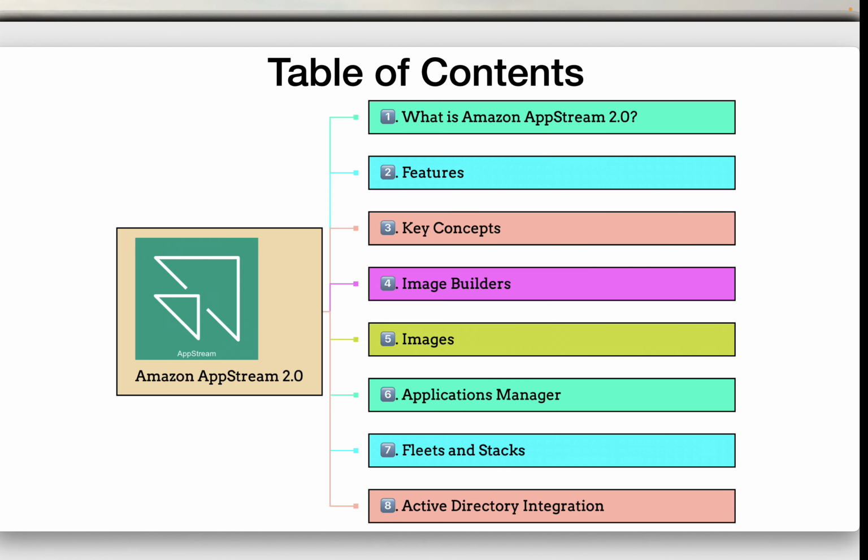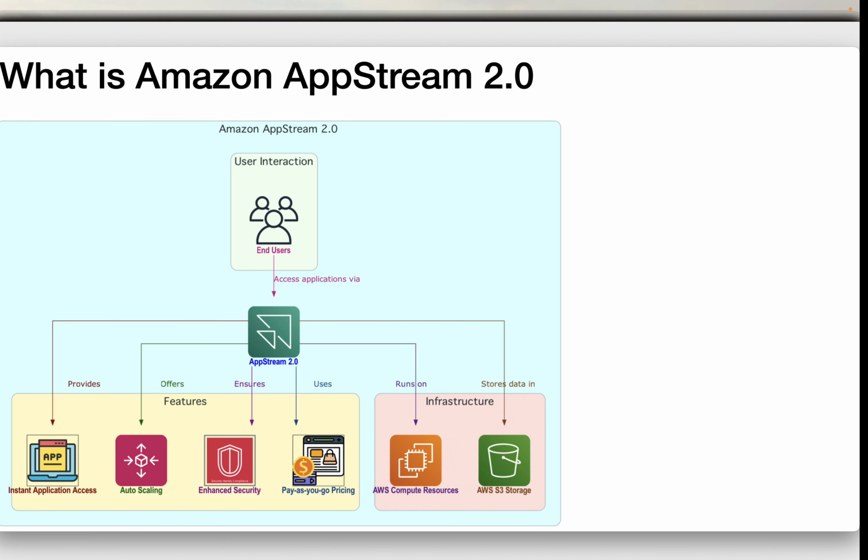So this lecture will contain all these topics. What is Amazon AppStream 2.0? Features, key concepts, image builders, images, applications manager, fleets and stacks, and Active Directory integration. So what is Amazon AppStream 2.0?